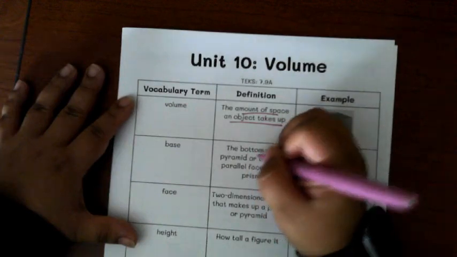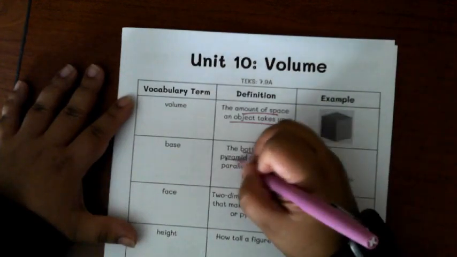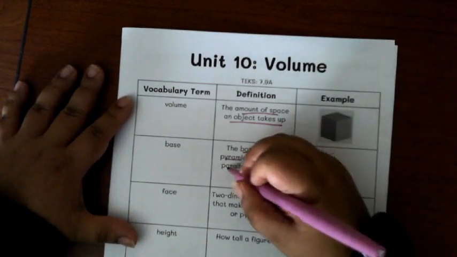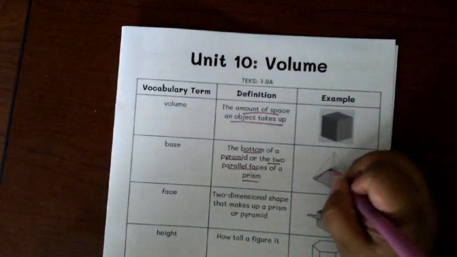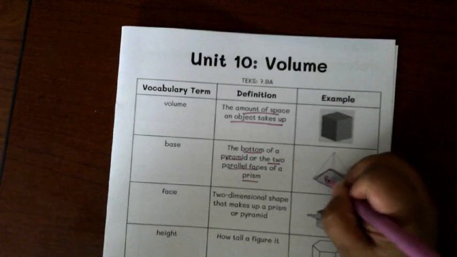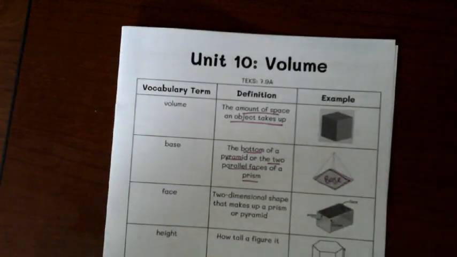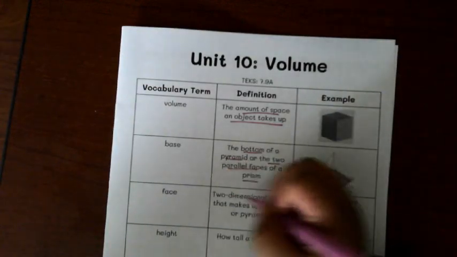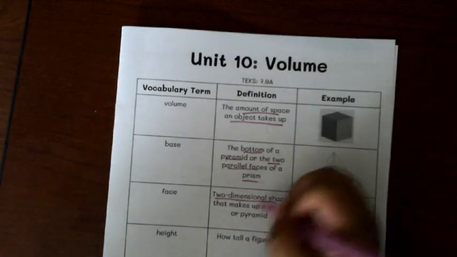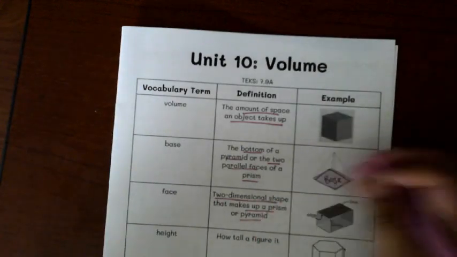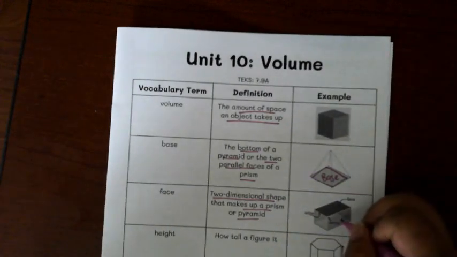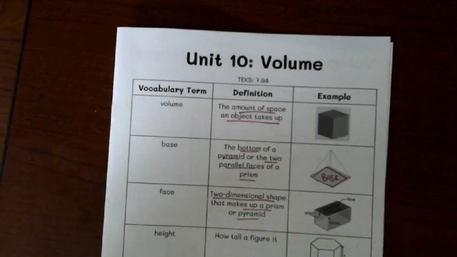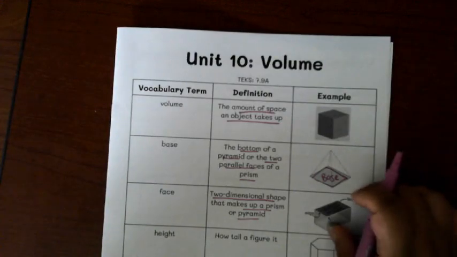Okay, base is the bottom of a pyramid or the two parallel faces of a prism. Okay, here the base is going to be the bottom of this pyramid. Okay, now here we have face. It is a two-dimensional shape that makes up a prism or pyramid. Okay, so these faces right here, this is the face. Okay, that is going to be what makes up the prism or pyramid.